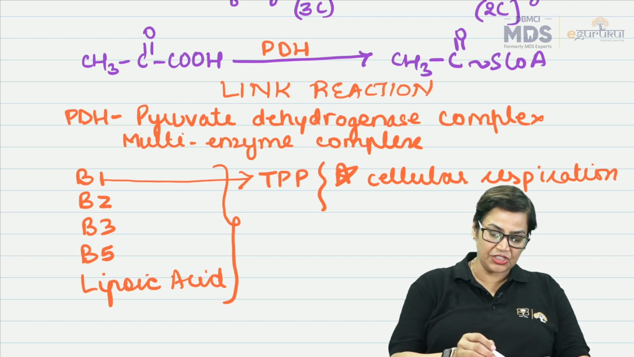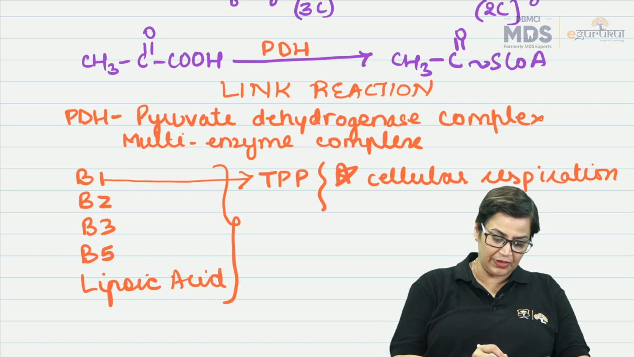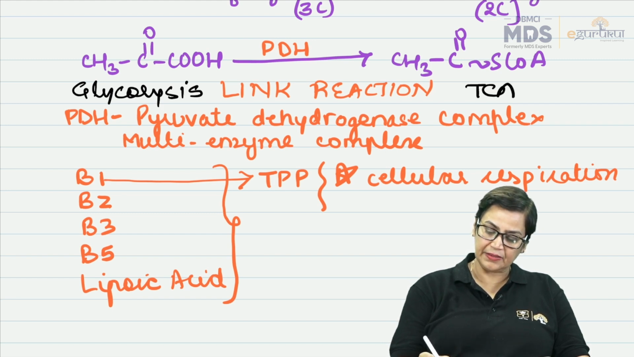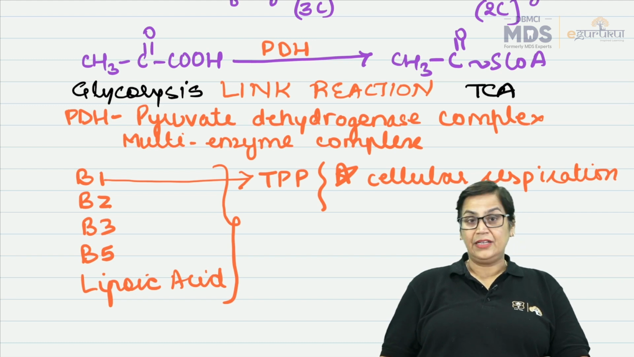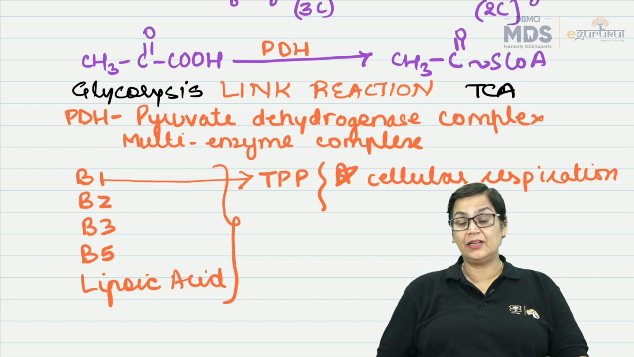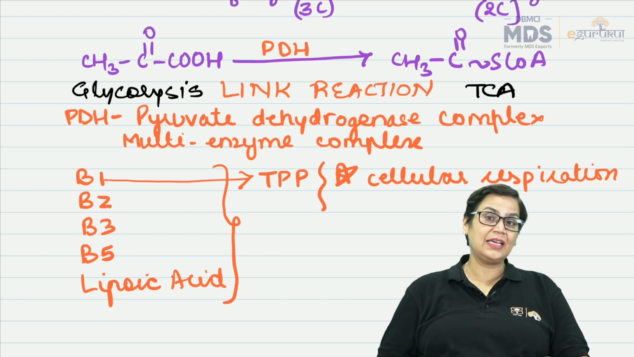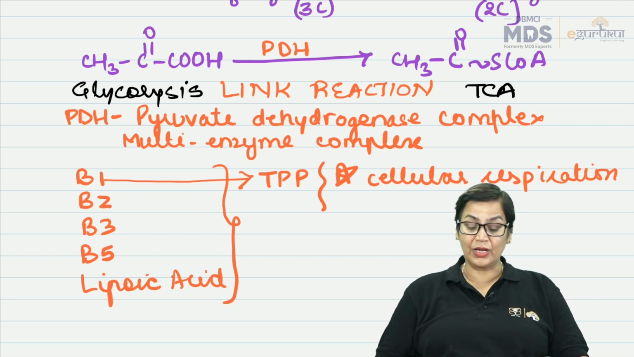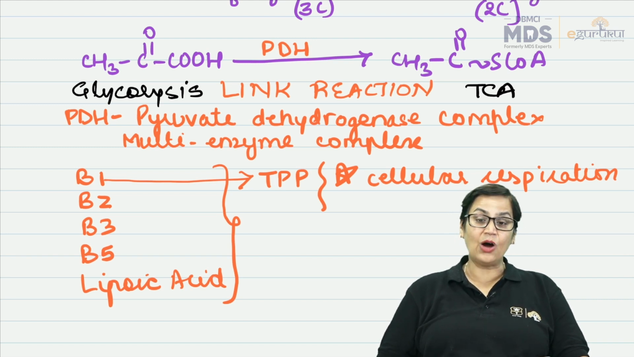What is the link reaction between? The link reaction is linked between glycolysis and TCA. And you know that in intermediary metabolism, TCA is considered to be the most important pathway. It is known as an amphibolic pathway and it gives energy to the brain. So you can very well imagine the significance of TPP and how it is reacting with this.